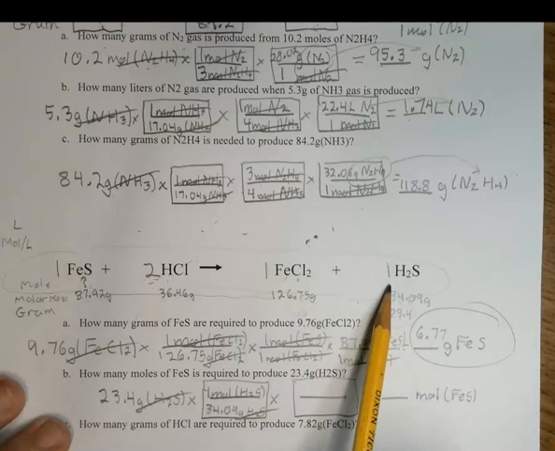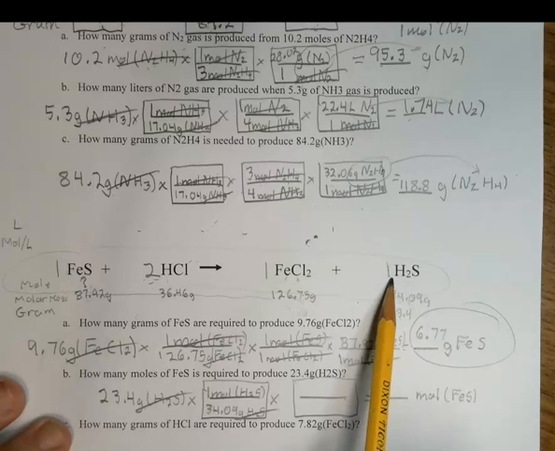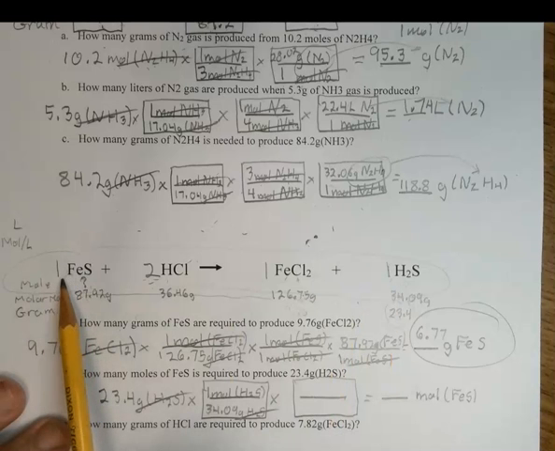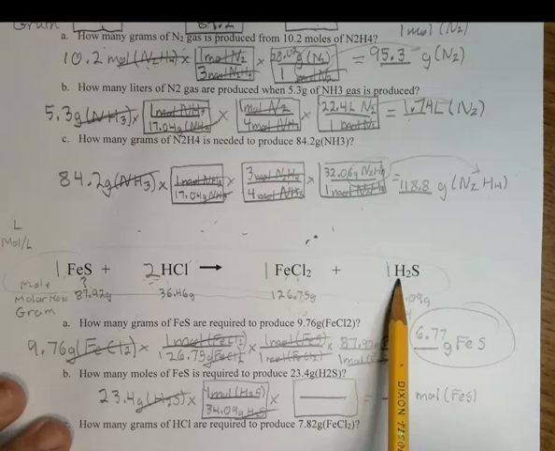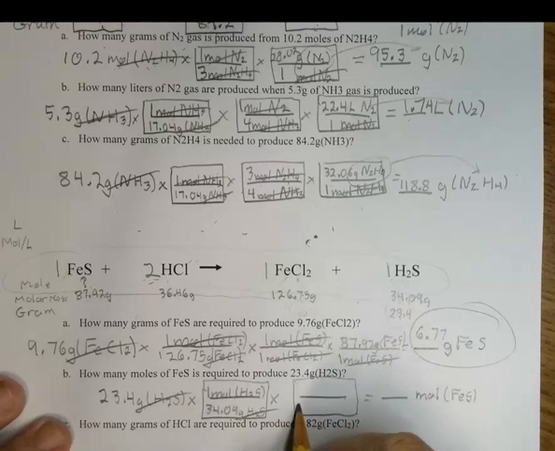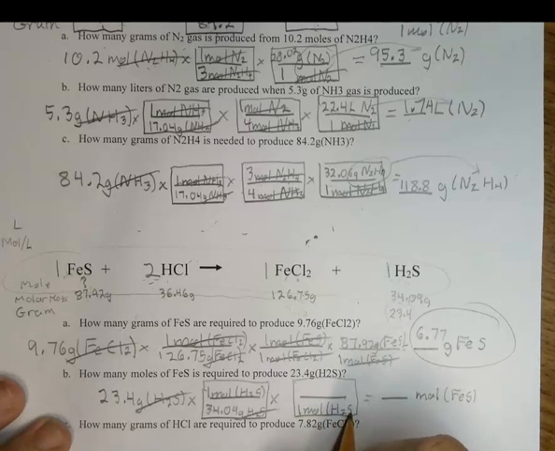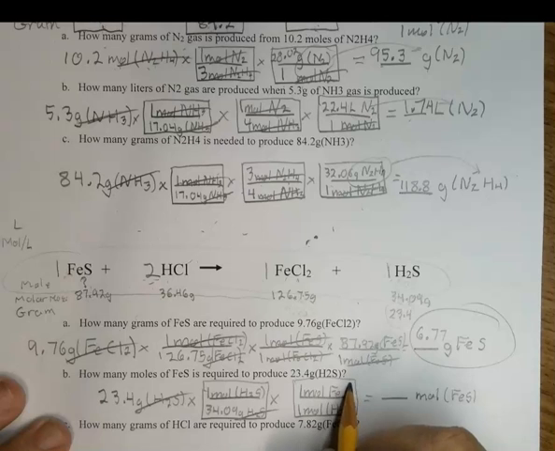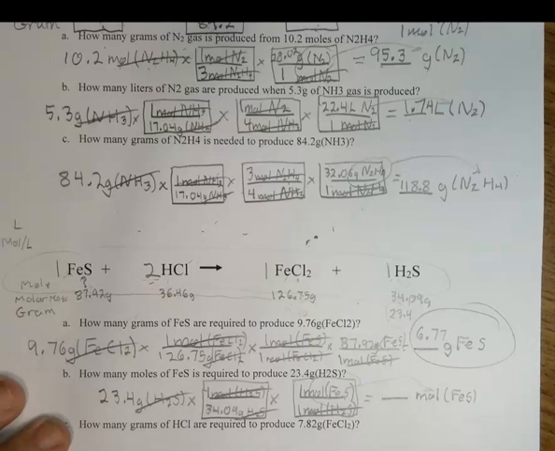Okay, now I have to go moles to moles. And this is nice because it's a 1 to 1. So 1 mole of H2S over 1 mole of FeS, or 1 mole of FeS over 1 mole of H2S. I need the mole of H2S on the bottom because I have to cancel with this. So 1 mole H2S and 1 mole FeS. Okay, so mole H2S cancels there and there, and my final units are moles of FeS.